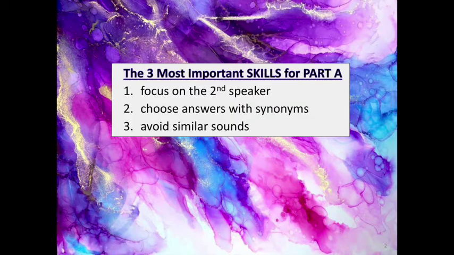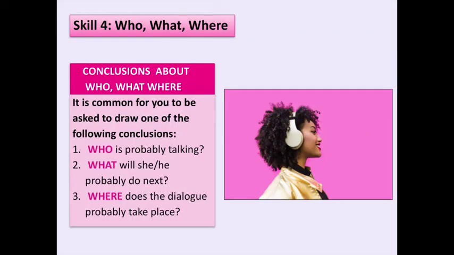These are the skills that you have learned so far for Part A. Focus on the second speaker. Choose answers with synonyms and avoid similar sounds. Skill 4 is about who, what, and where questions.